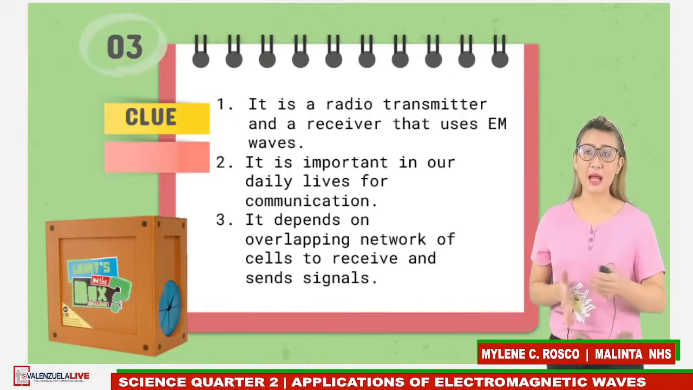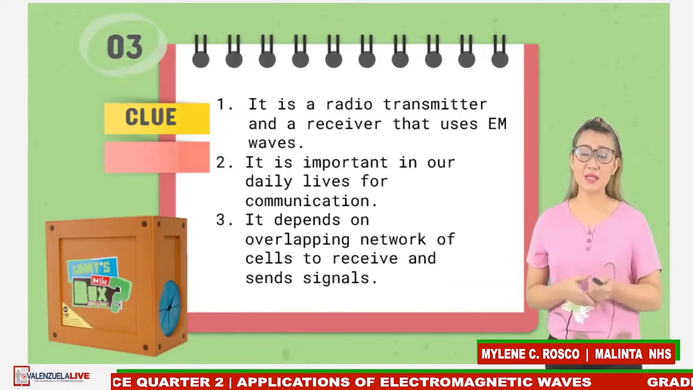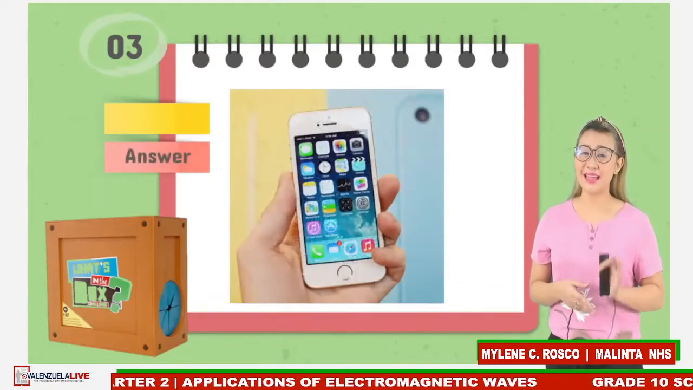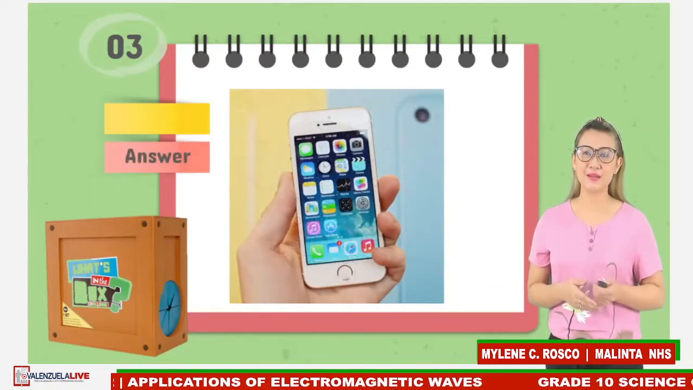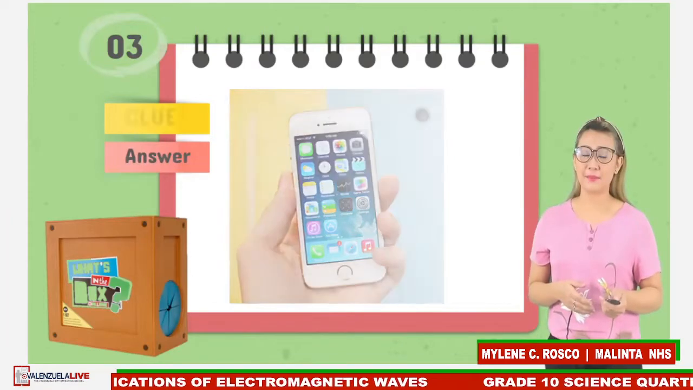All right, time is up. The item inside the box is a cell phone. All right, so let's have the fourth item.